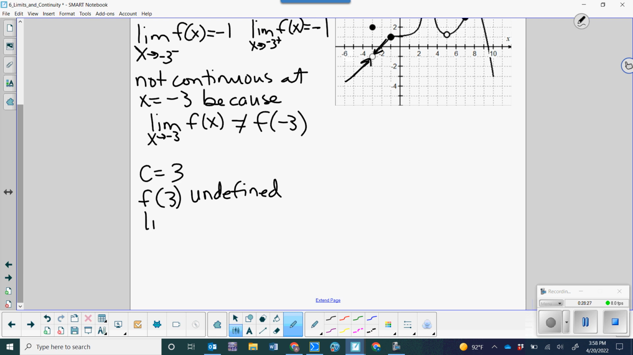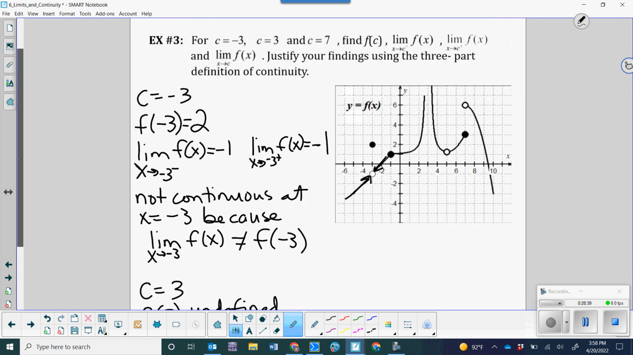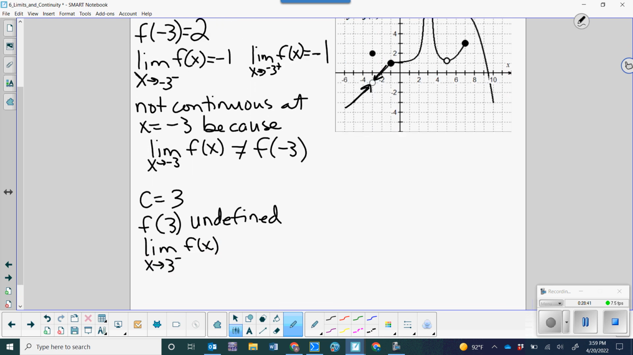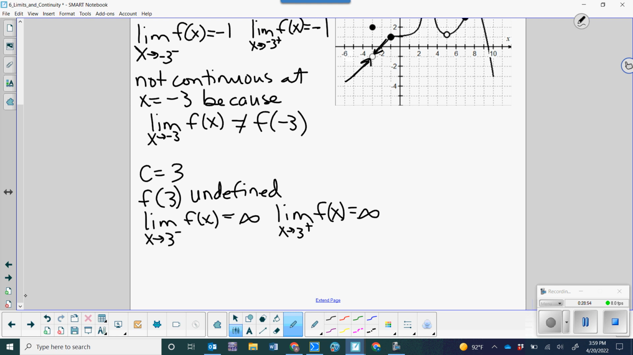Now the limit as we approach 3 from the left of f of x. If I look at 3 from the left, I go to infinity. I'm going up, and I'm doing the same thing from the right. The limit as x approaches 3 from the right of the function, I also get infinity. So that's a lot of stuff that tells me this is not continuous. Actually, all of those reasons don't work.